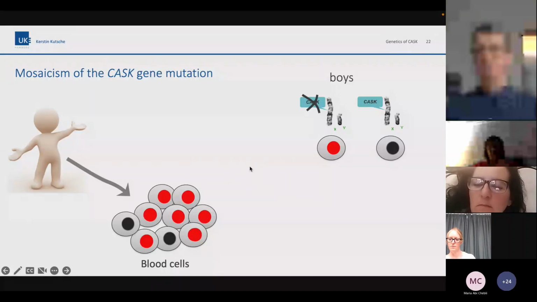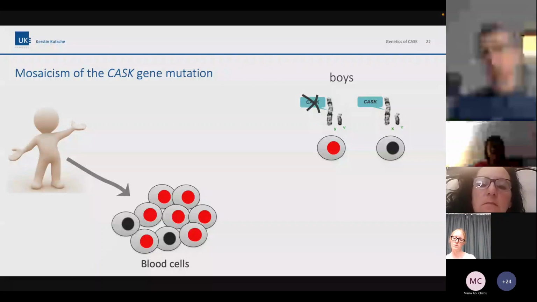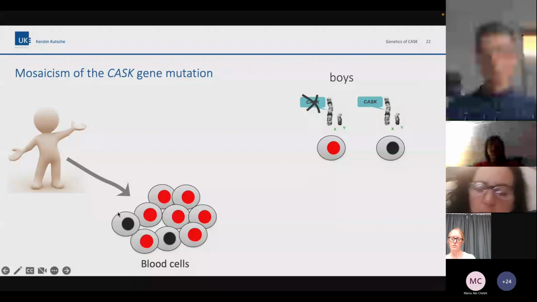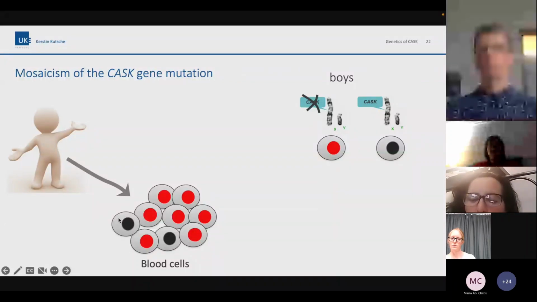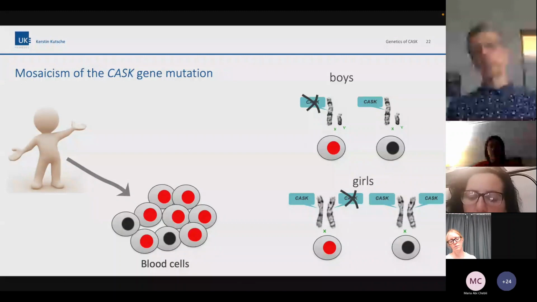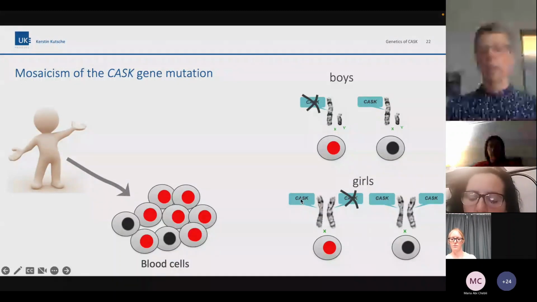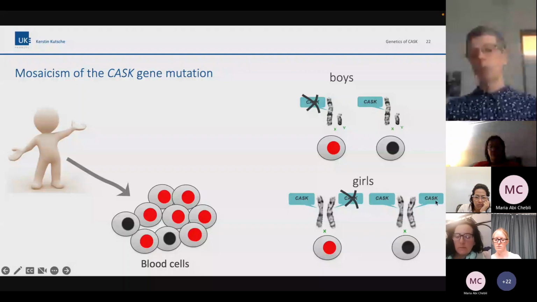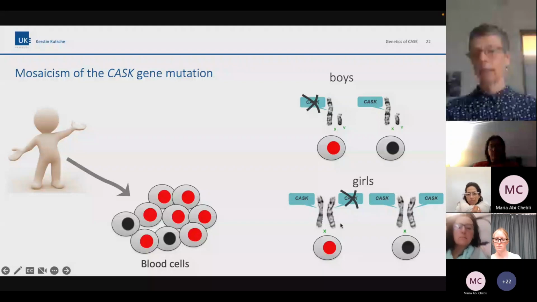So this means the boys with this kind of CASK mosaicism have two kinds of cell populations in the blood cells, which means they have cells which carry the CASK mutation on the X chromosome, and they have cells which are normal in terms of the X chromosome and the CASK gene. The same situation can happen in girls. So it is also possible, although I do not know whether it has already been described or published in the scientific literature, that there are girls with a CASK mutation who have cells with a CASK mutation, and in addition, also have cells where both copies of the CASK gene are normal and not mutated. So this would also be mosaicism in girls.